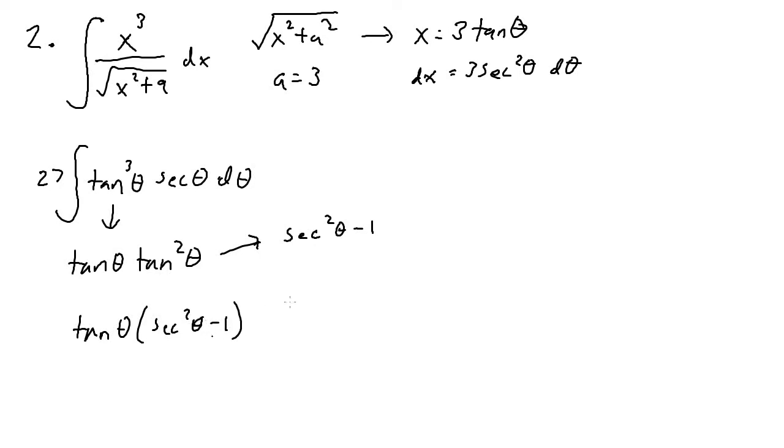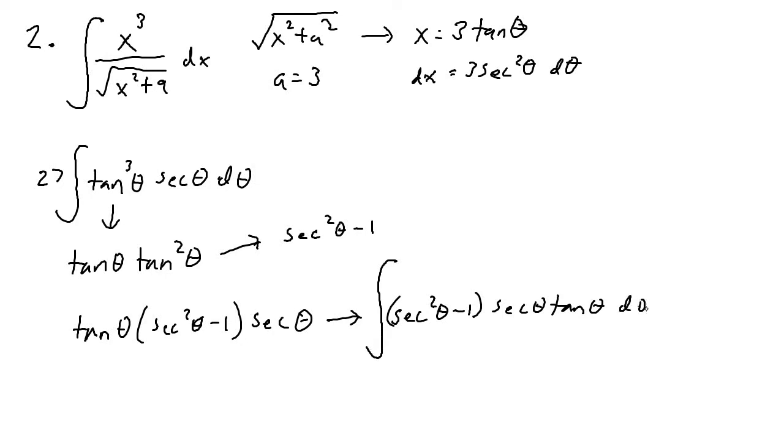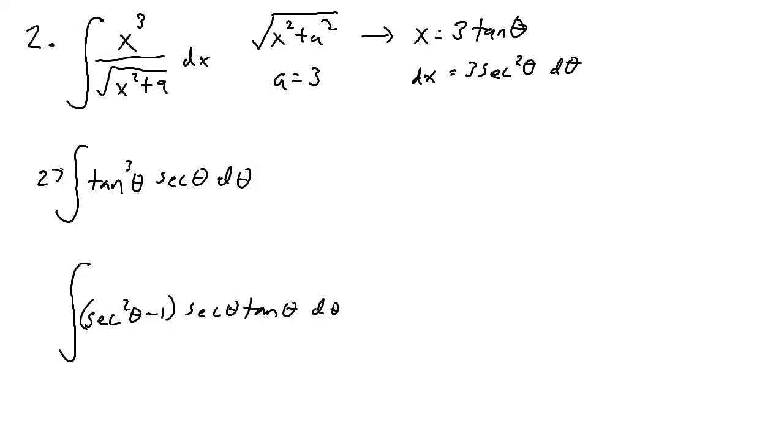And then I don't need to distribute, I can multiply it by our other secant of theta here. And so when I rearrange it, we get secant squared theta minus 1 times secant of theta tangent of theta. And so that's under the integral here. So now remember there is a 27 out here as a constant, so I'll bring that down.